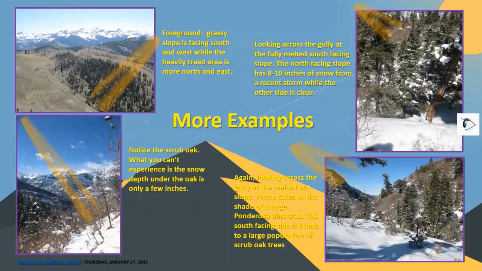It doesn't have to be at the highest location, but you'll see scrub oak here. But what you can't see is that the snow depth here is very shallow on this exposed slope. Again, we're looking at the same area, looking at that gully, at the melted out slope. This photo is taken in the shade of a large ponderosa pine tree. You're looking in and down the gully, seeing the scrub oak on one side.